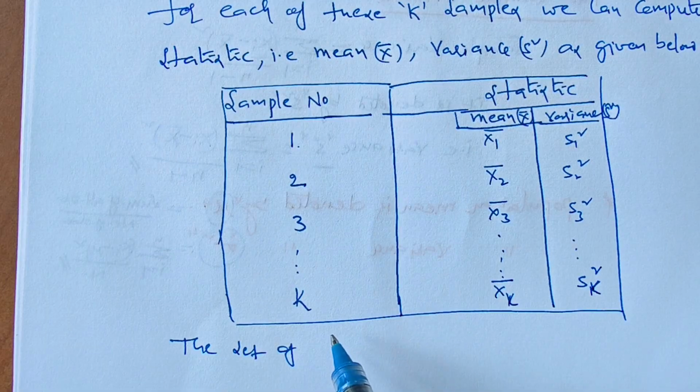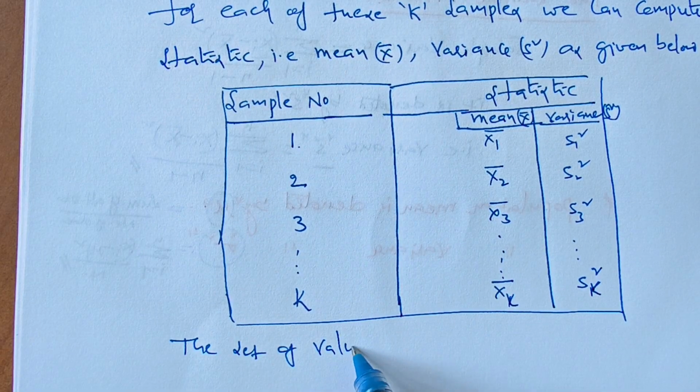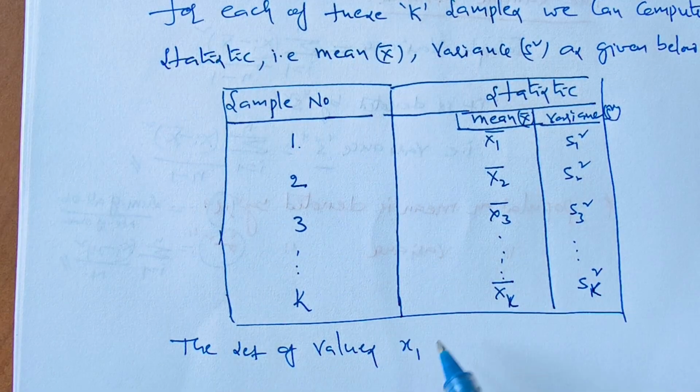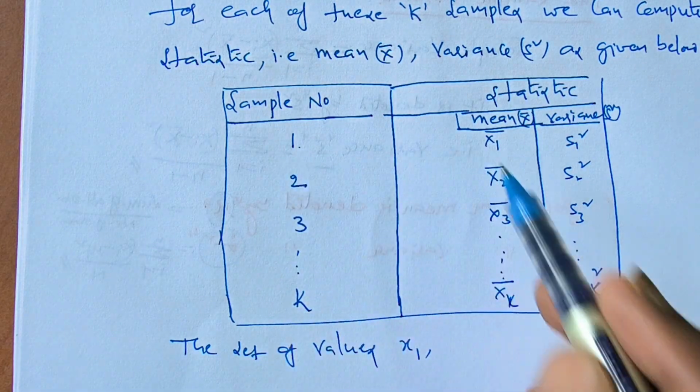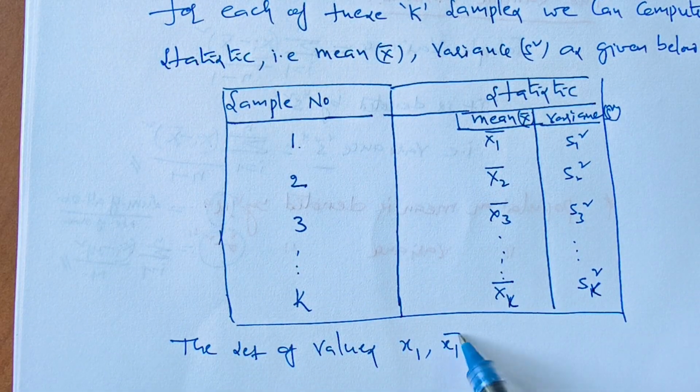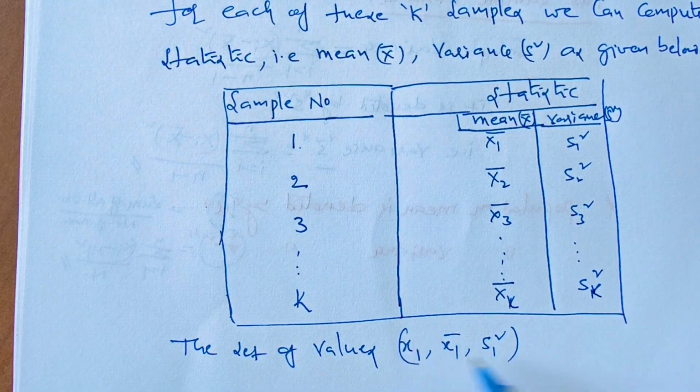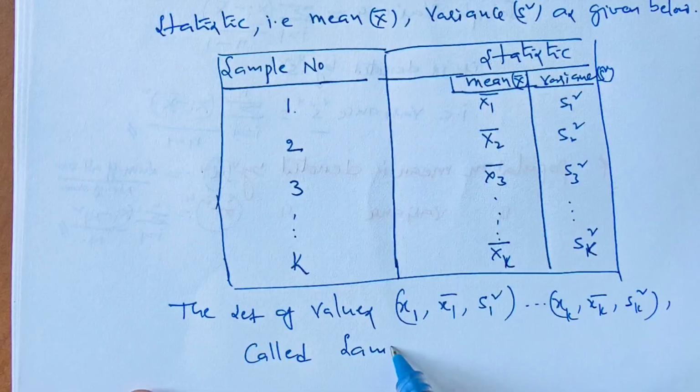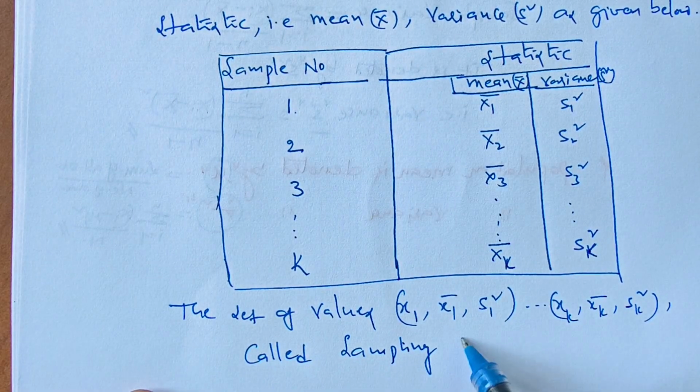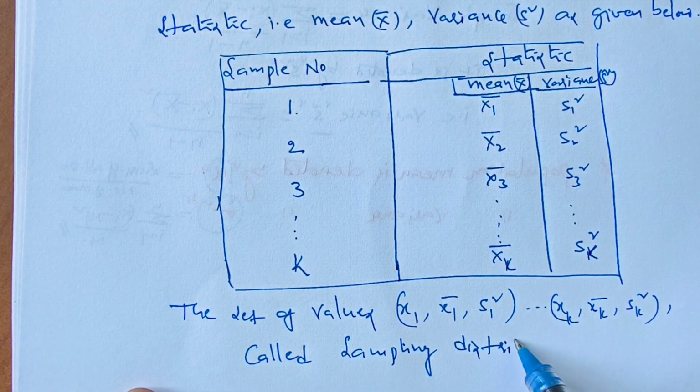Now we conclude that it is the set of values of the samples along with their mean and variance. So for the first sample, the mean value is x1 bar and the variance value is s1 square. So the samples along with their mean and variance is represented as the sampling distribution. This is the sampling distribution definition.